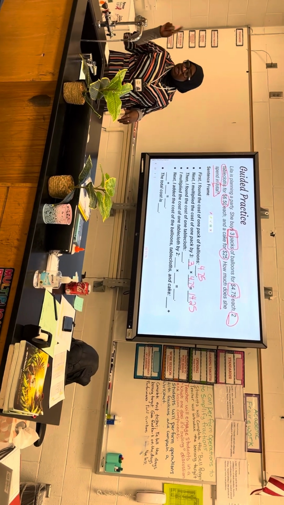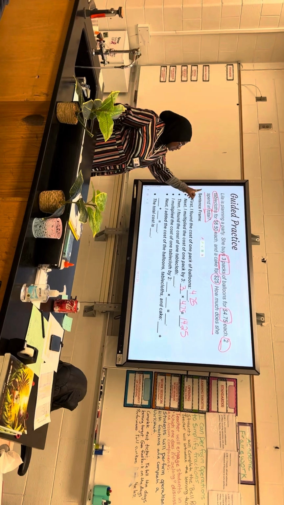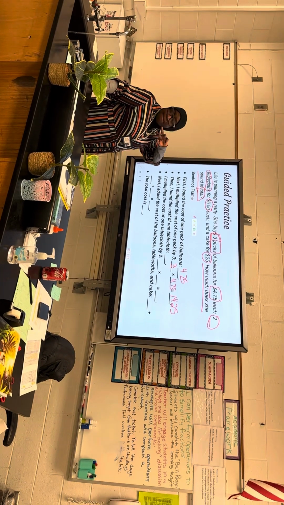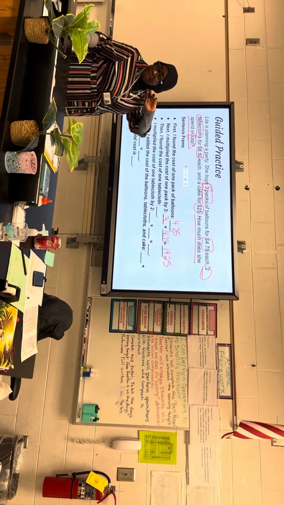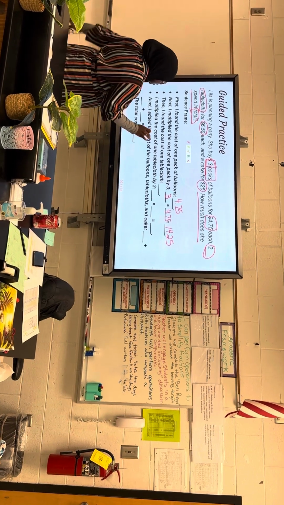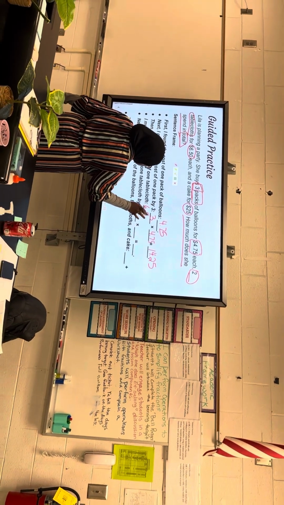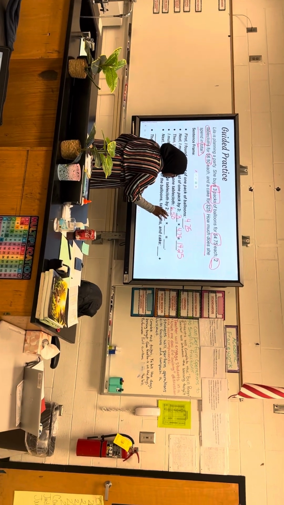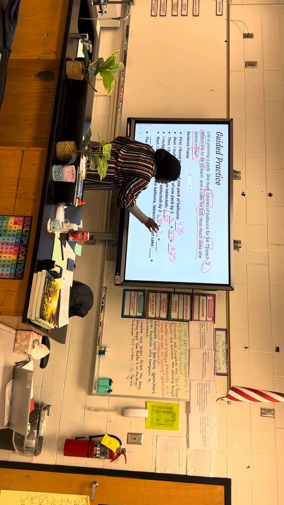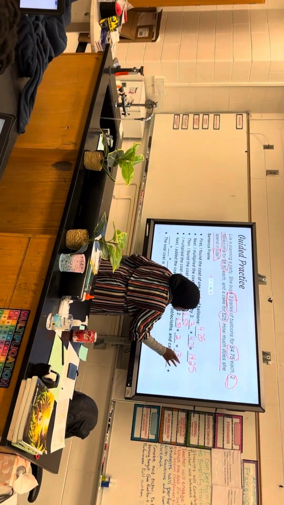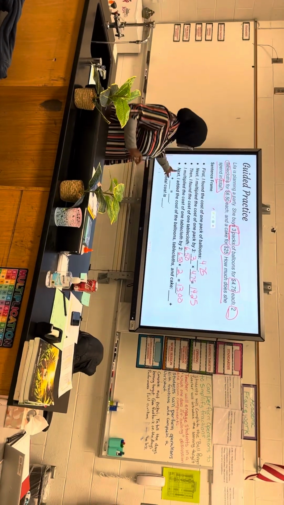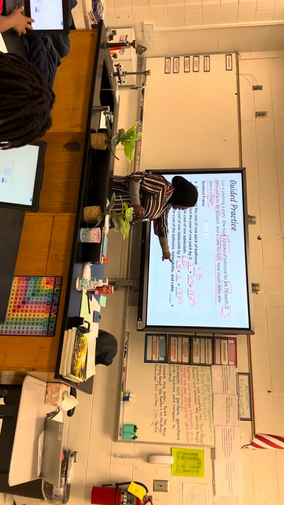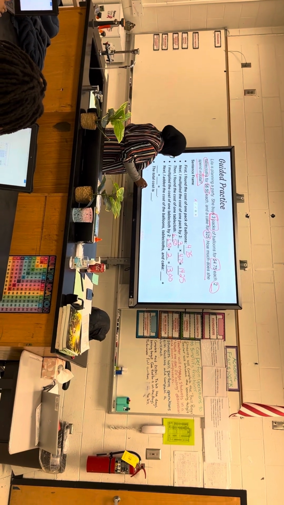Then I found the cost of 1 tablecloth. Who can tell me the cost of 1 tablecloth, sir? $6.50. Good job. I multiplied the cost of 1 tablecloth by 2. So $6.50 times 2 is, Sanaya? $13. Good job. All right. Next, I added the cost of the balloons, tablecloths, and the cake.